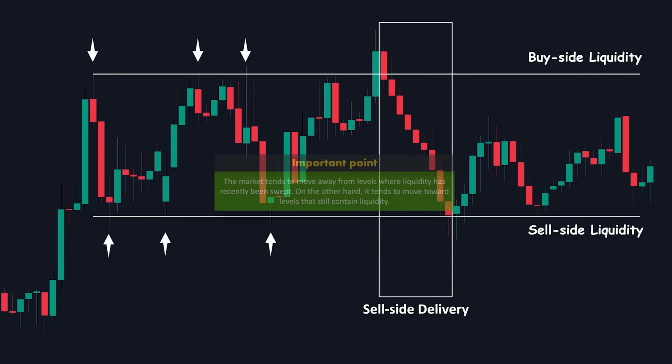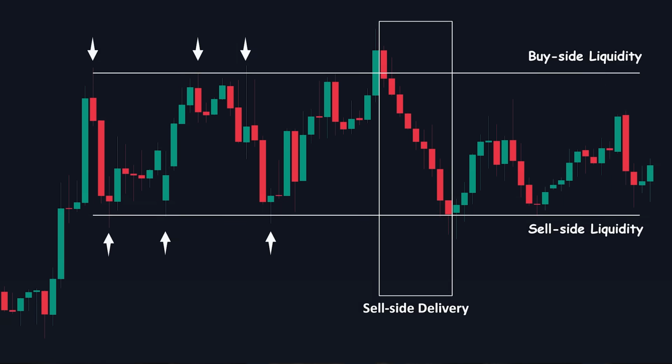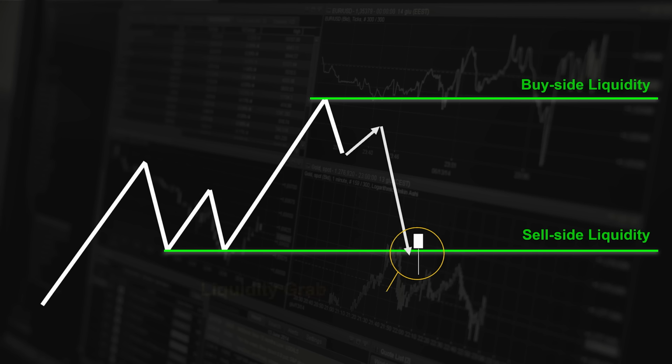An important point to note is that the market tends to move away from levels where liquidity has recently been swept. On the other hand, it tends to move toward levels that still contain liquidity. Imagine this line chart as the market movements. When the market sentiment is bullish, sell-side liquidities are more important than buy-side liquidity. This is because sweeping the liquidity below these lows often signals a possible bullish continuation and creates an opportunity to go long in line with the dominant trend.